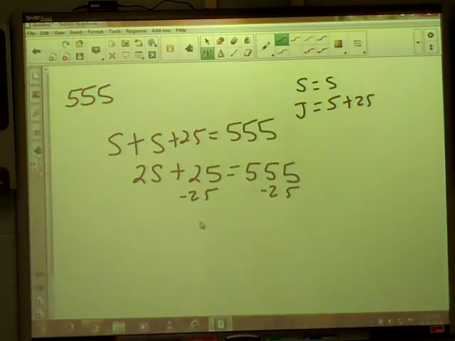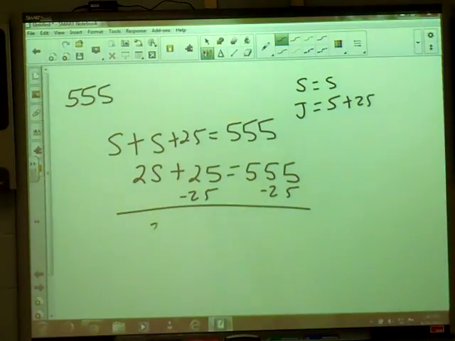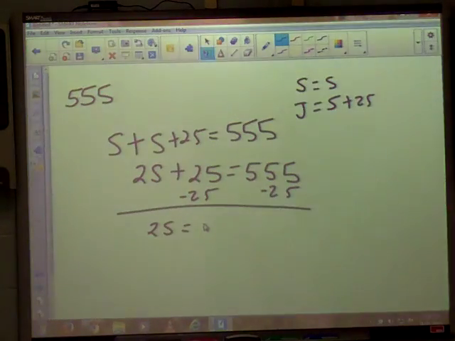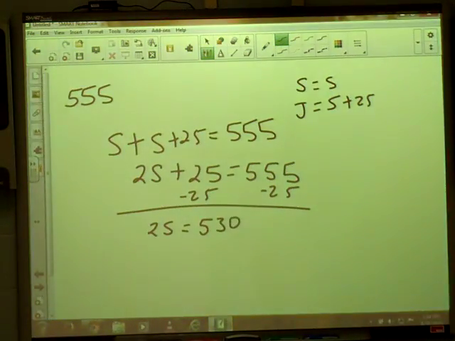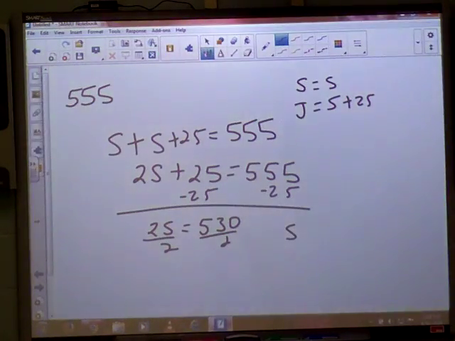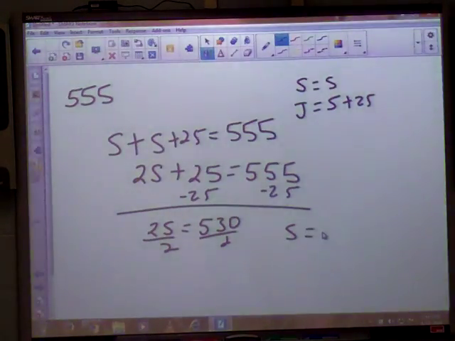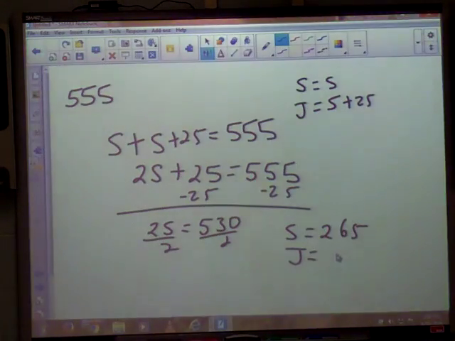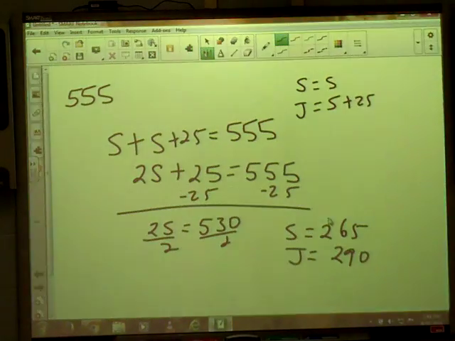So 2S equals 530. And then divide by 2. And Santana had 265. So Santana that year had 265 strikeouts, which means Randy Johnson had 25 more than that, which would be 290.